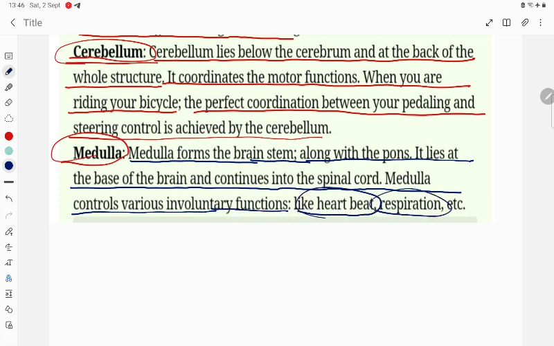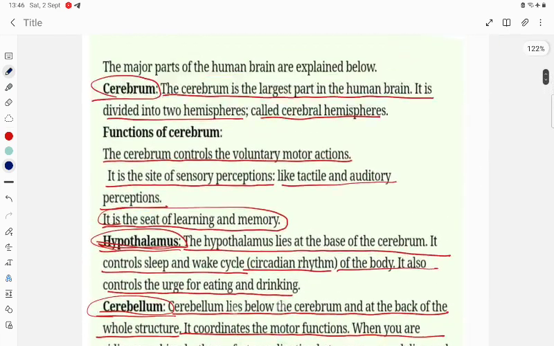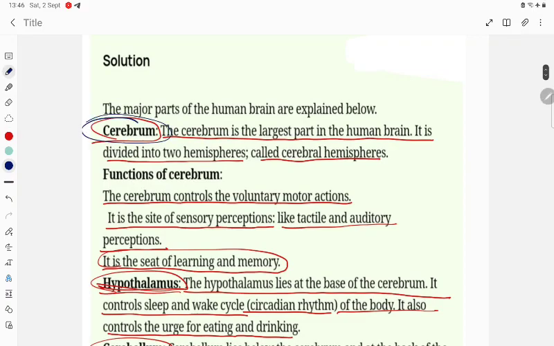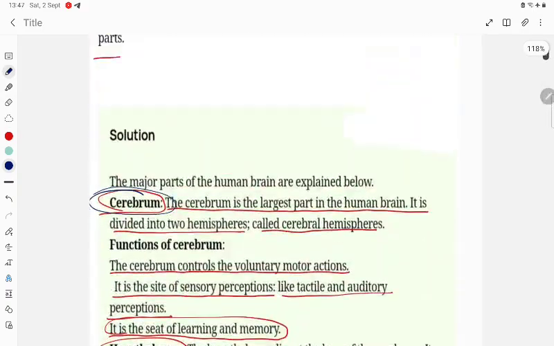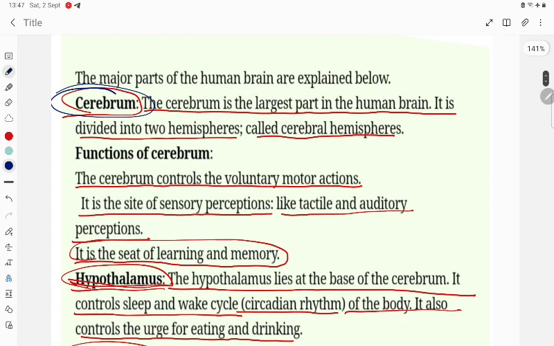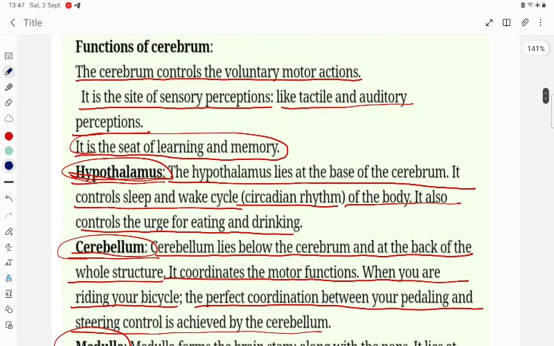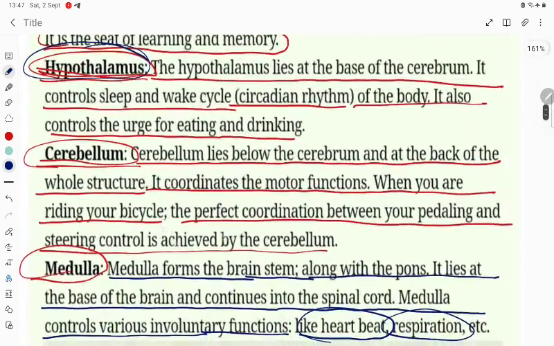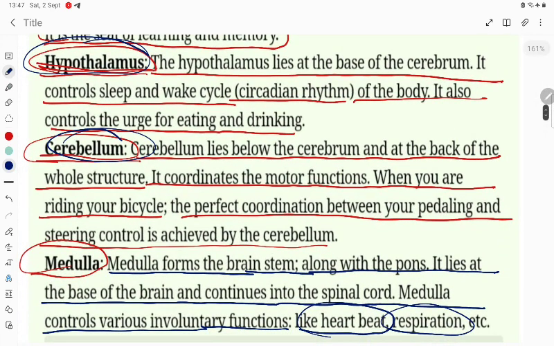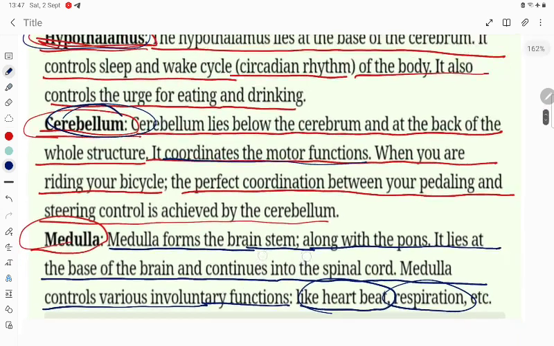So these are what we have to understand. In short, the cerebrum, the forebrain, is where the thinking is involved and the learning is involved. There are receptors for hearing and smell, olfactory receptors, olfactory lobes. The hypothalamus controls the temperature of the body. The cerebellum coordinates the motor function and balances the body.